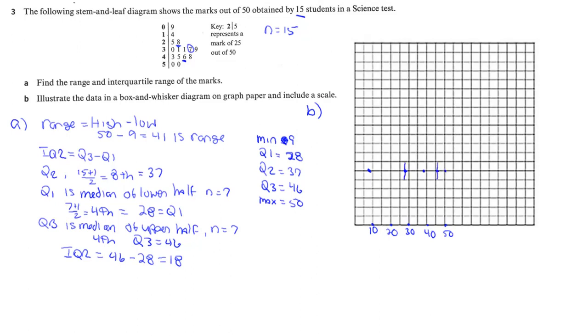And all I've got to do is put a box around Q1 and Q3 and a line through the median, connect the whiskers, and then I've got my box and whisker plot. The last thing I should do is make sure I label the scale. This is marks out of 50, and I'm in good shape. Okay, so let's take a look at the next one.